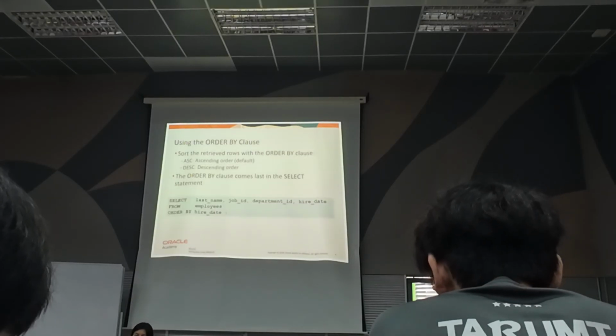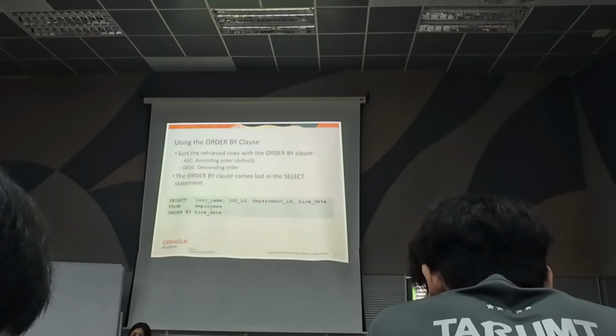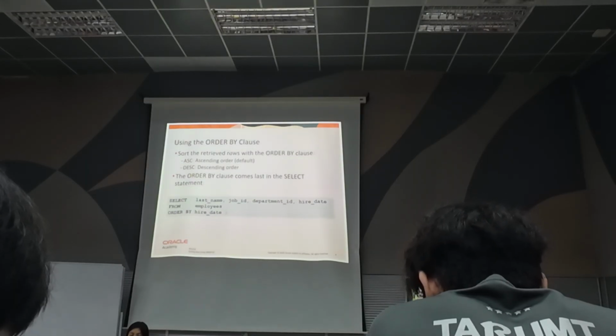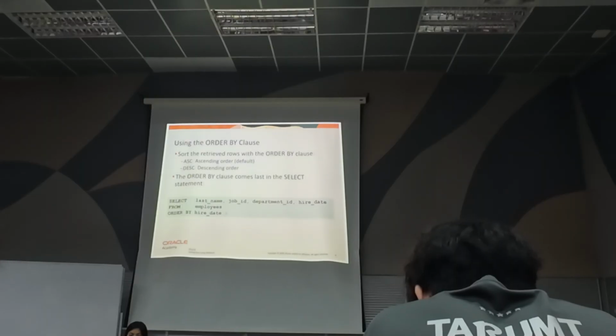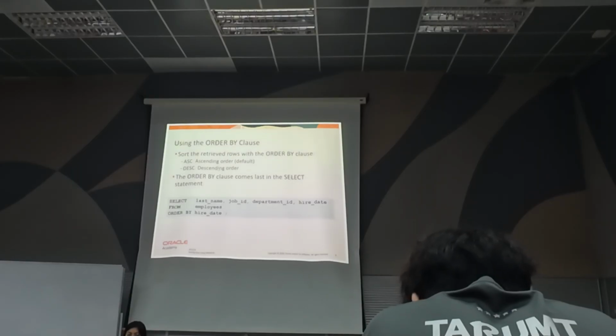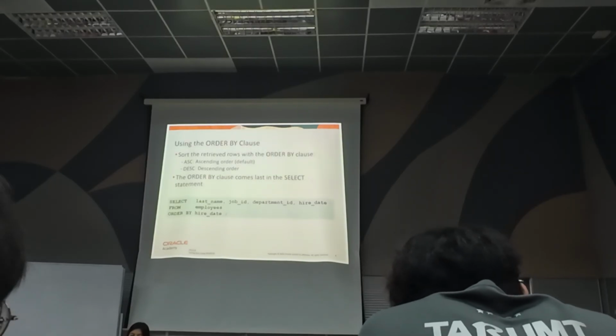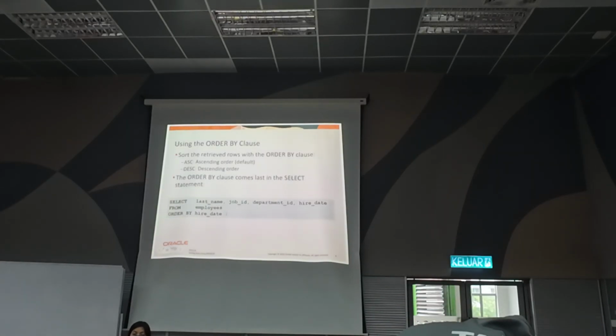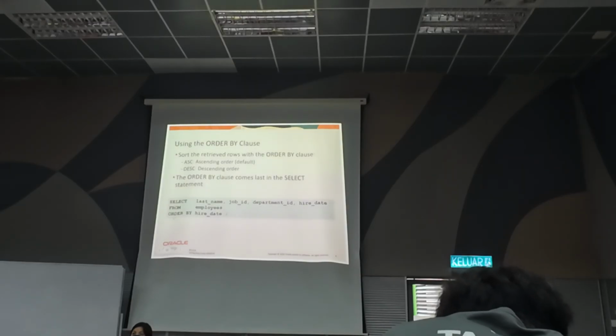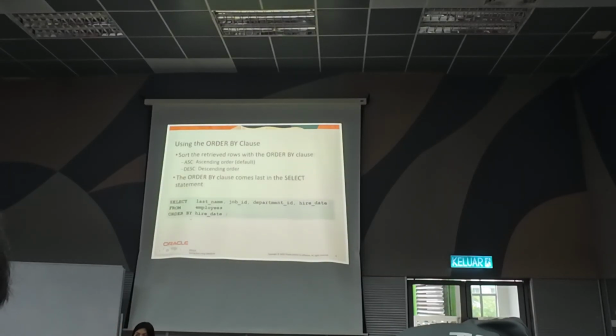Okay, understand? Next, order by. This is for us to do sorting of the result. We can sort in ascending order or descending order. If you don't write anything, it is ascending by default. If you write DESC, this DESC is descending, not the one that you did in the practical, describe. So for descending you have to put DESC. The order by clause comes last in the select statement. If you have select, from, and where, you put select from where, then order by. Order by is always the last one.